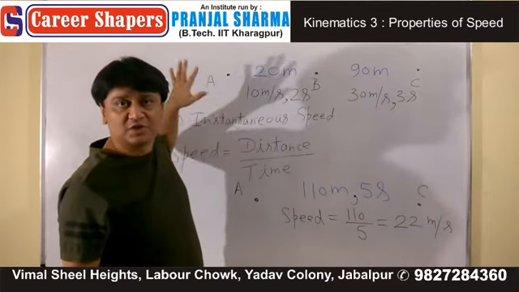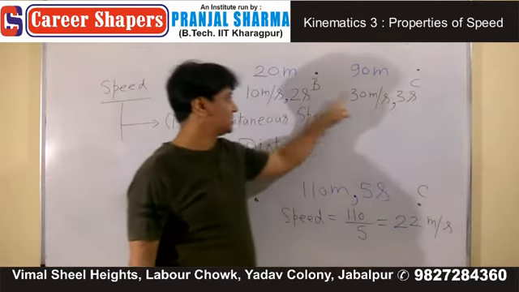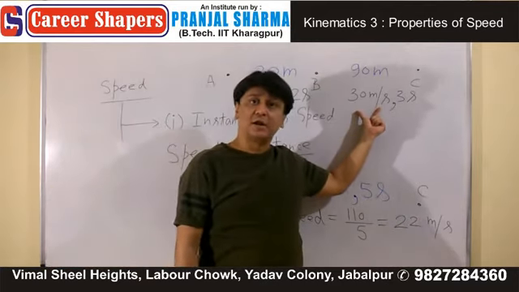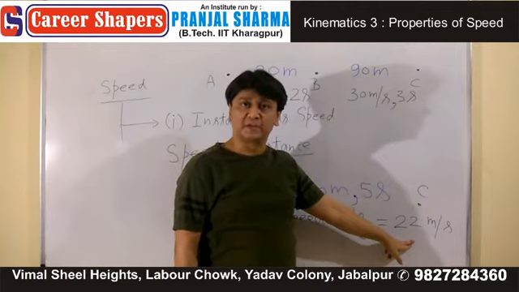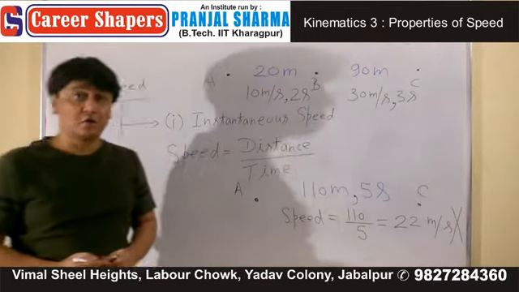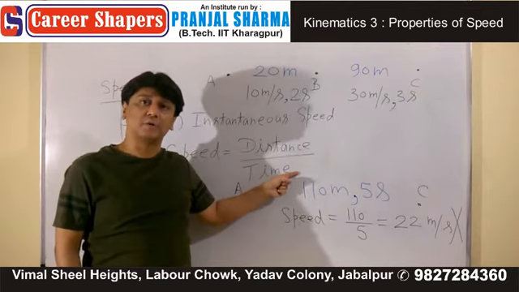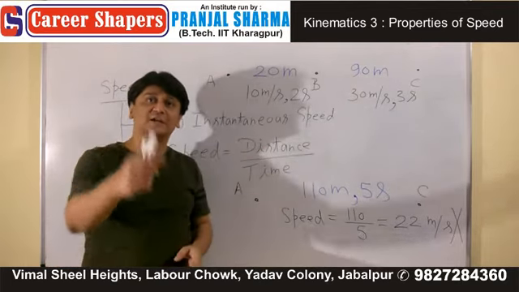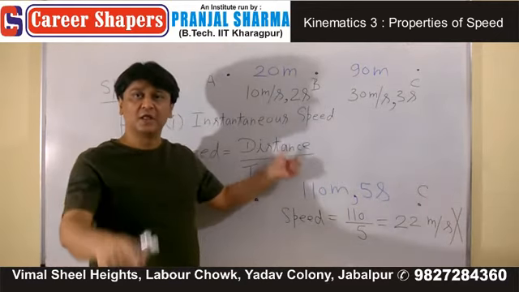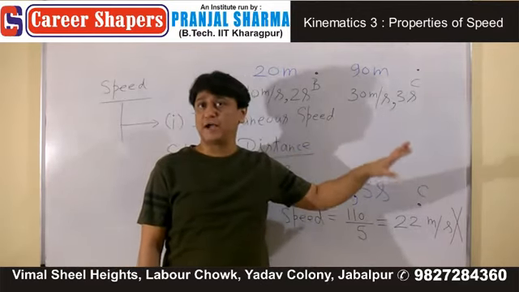This object, this car, was never moving with 22 meters per second. It was moving with 10. It was moving with 30. It was never moving with 22 meters per second, and therefore something definitely went wrong when I was using this formula of distance upon time. What went wrong is a one-line statement. This formula is used only if speed throughout is constant. It's a very important statement.